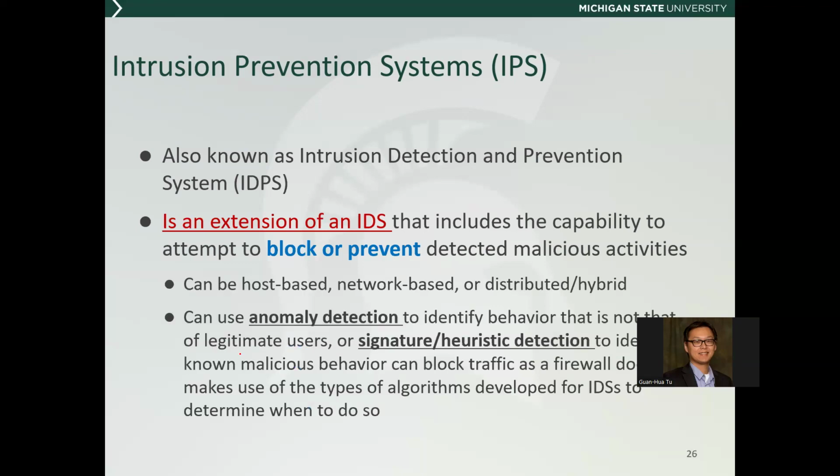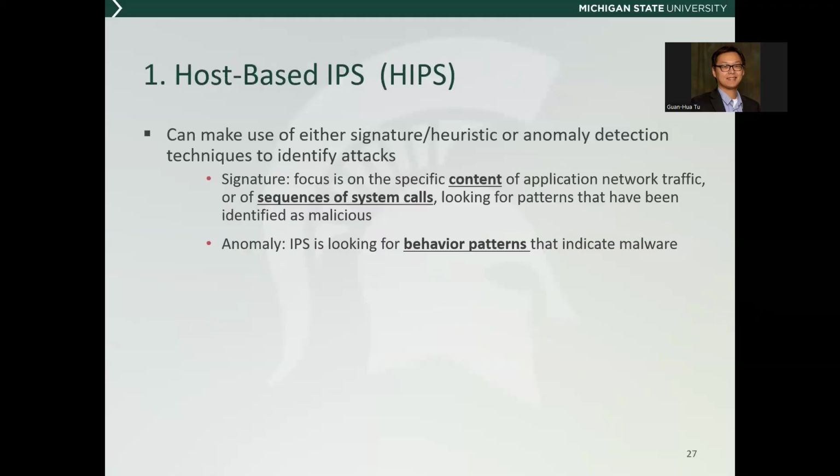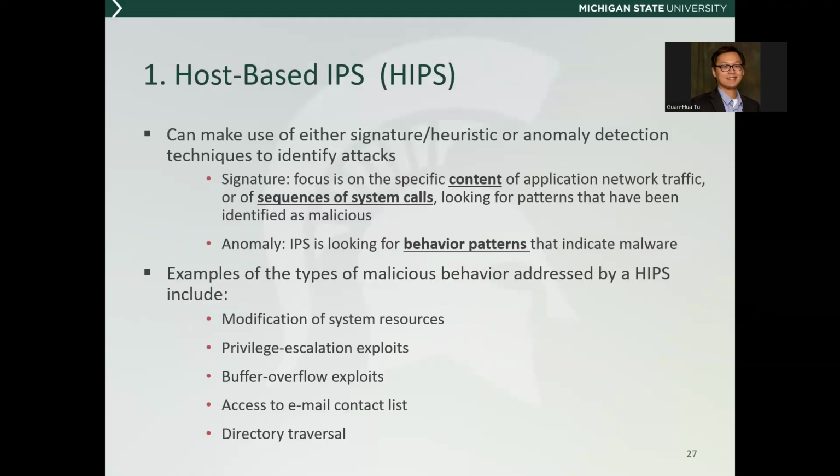For the detection model, basically IPS still uses the same approach we use in the IDS. We support anomaly detection, which means we find anything different from the benign users, they are complete anomalies. And then we can use heuristic or signature-based detection to identify the malicious activity. Basically, we base it on the features of the known attacks. I can skip that because this part is the same as IDS.